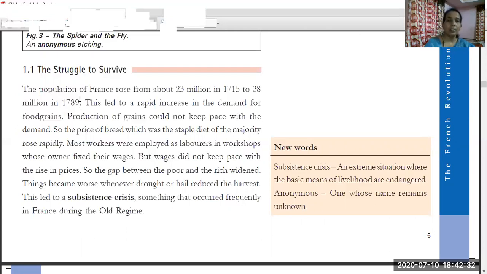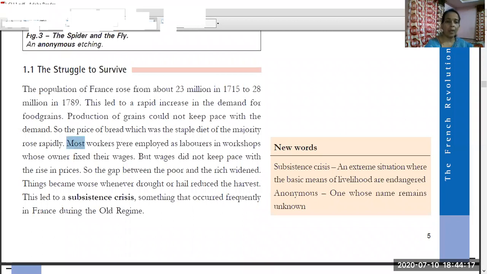Not only did the population increase there, along with that, bad harvest was also a reason for the low production in France. If there is low production, production of grains could not keep pace with the demand. So the price of bread, which was the staple diet of the majority, rose rapidly. The price of food increased because production did not keep up with the population increase.